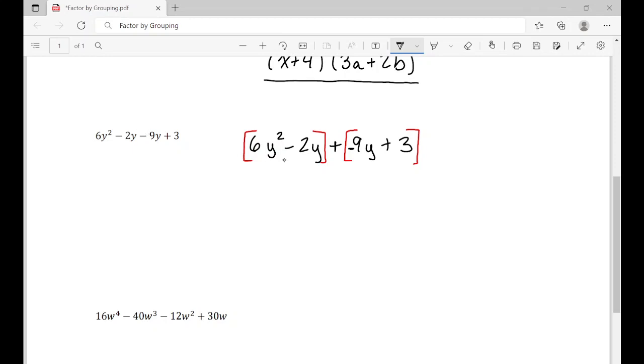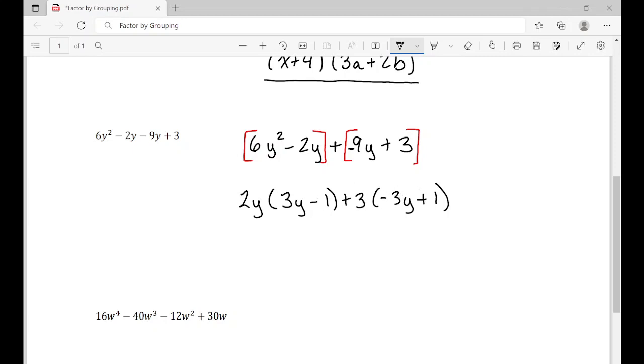So now I'm going to look for the GCF of these 2 terms, and I can see that a 2y is in common to both. And so when I take a 2y out of both of these terms, I should be left with 3y minus 1. And now I look for the GCF of these 2, and I see that 3 is in common to both, so I can factor out a 3, which will leave me with negative 3y plus 1. Now this does not match this perfectly, but the signs are pretty darn close. They're just flipped. This is positive, this is negative, this is negative, this is positive.